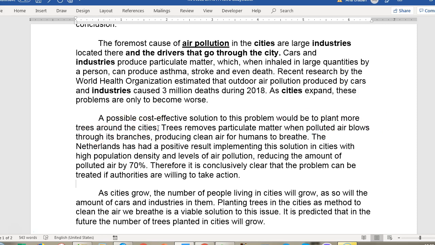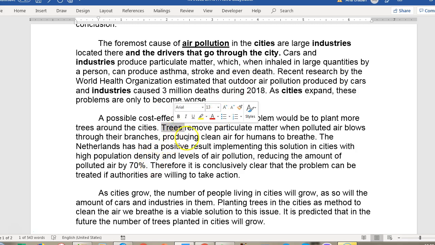Is it only around the cities or in the cities as well? So, I would question this around, but let's see your development. Trees remove particulate matter when polluted air blows through their branches. Trees are plural, so you really have to say there to keep the accord with the plural. Producing clean air for humans to breathe.